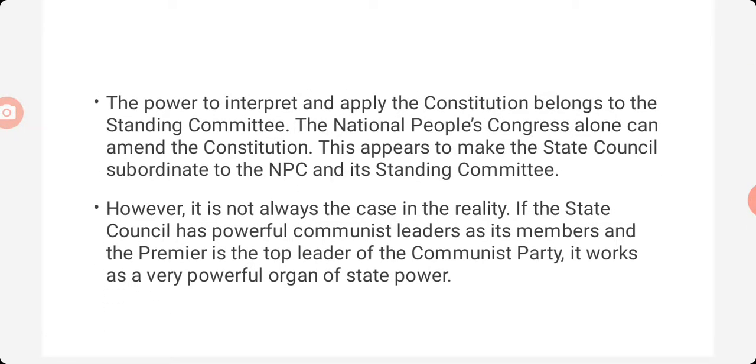The power to interpret and apply the Constitution belongs to the Standing Committee. The National People's Congress alone can amend the Constitution. This appears to make the State Council subordinate to the NPC and its Standing Committee. However, it is not always the case in reality. If the State Council has powerful communist leaders as its members and the Premier is the top leader of the Communist Party, it works as a very powerful organ of state power.